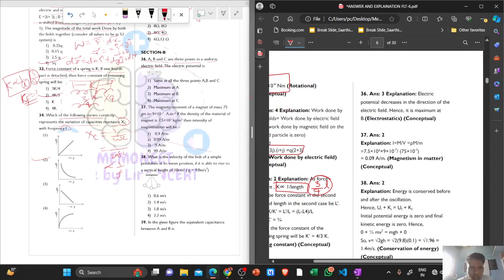Let me draw the figure. There are 3 points. There is a field. There is a point here, and a point here. It is asking about the electric potential.